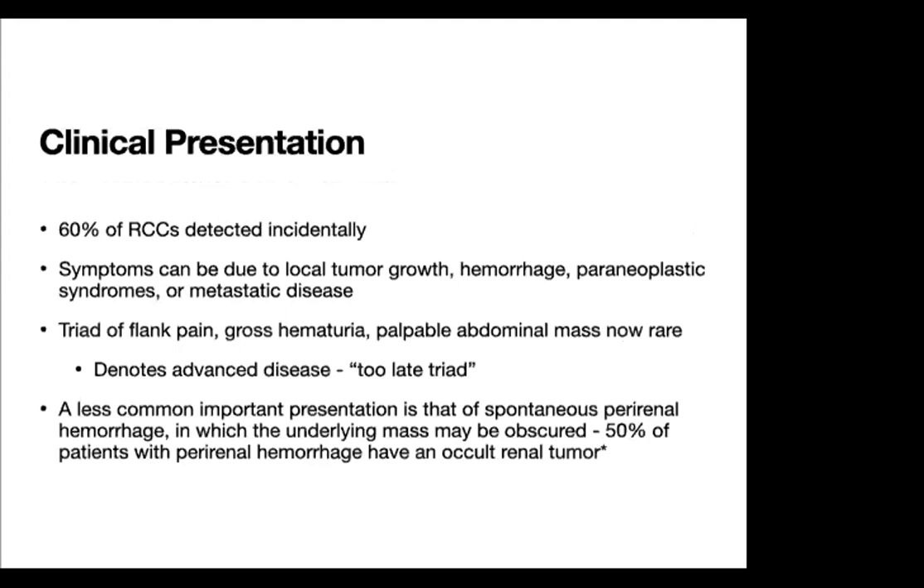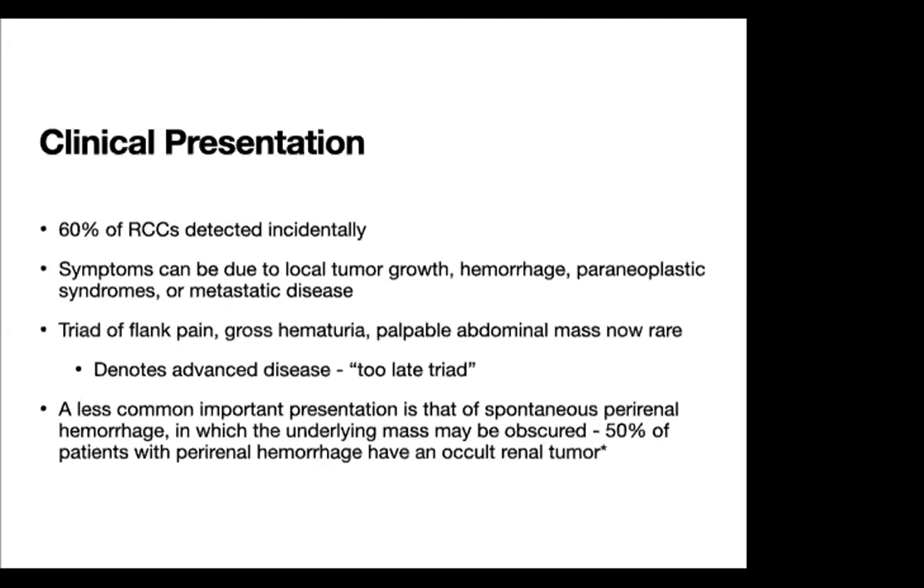Now, for the clinical presentation of RCC, 60% are incidentally detected. Symptoms, however, can be due to local tumor growth, hemorrhage, paraneoplastic syndromes, or metastatic disease. The triad of flank pain, gross hematuria, palpable abdominal mass is now rare, and it denotes advanced disease. That is why it's now more aptly called the too late triad.